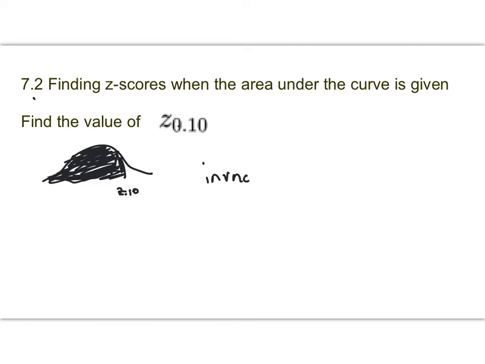So inverse norm 0.90 is going to give me 1.28. Okay, you could put in 0.1 and you'd get negative 1.28. You just have to know that this means the top 10%.